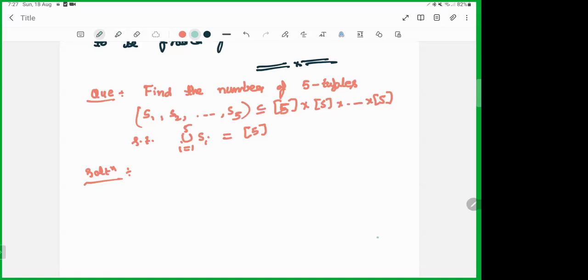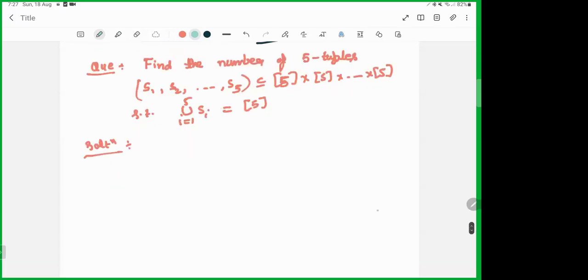So let's start with this problem. Can you give some idea for this? How to proceed? What is your idea? Sir, can you give an example of a member of such a five tuple? Yes, let me give you an example. Let's choose S1 equals 1, 2. S2 equals 1, 2. S3 equals 1, 3. S4 equals 1, 4. S5 equals 1, 5. Yes, I understand now.